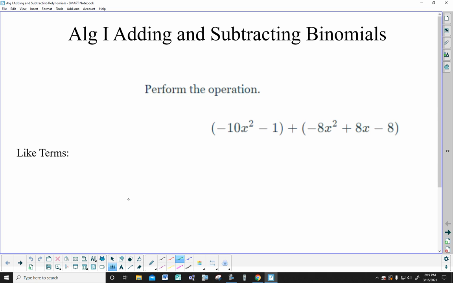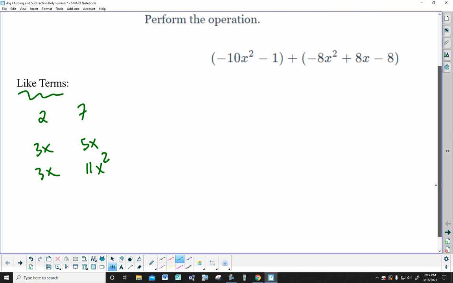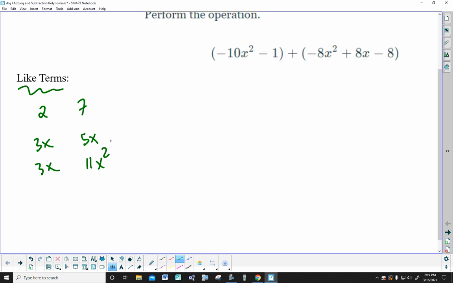All right. So first off, the idea of a like term. 2 and 7 are like terms, and I'll explain that more in a second. 3x and 5x are like terms. 3x and 11x squared are not like terms. Or, to throw a monkey wrench in, how about 3x and 5y? Those are not like terms.